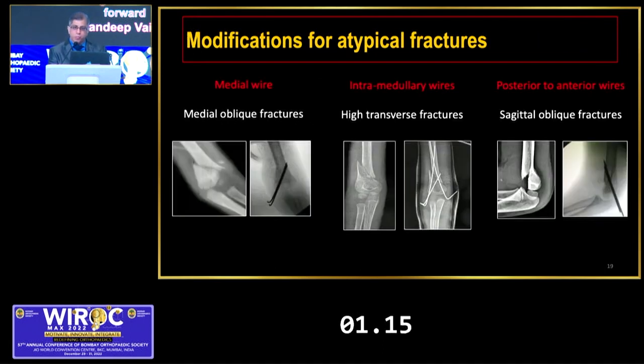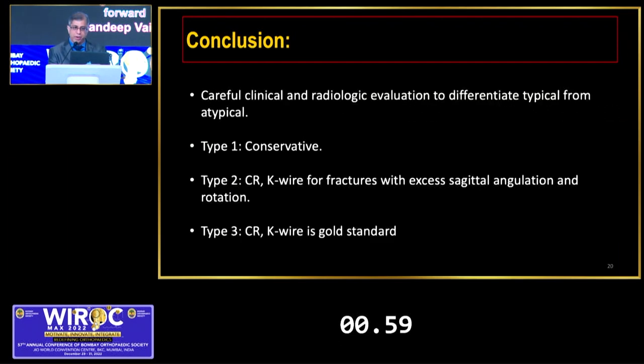However, you may need to modify your pin configuration in case of atypical fractures. So for medial oblique fractures, you would need to insert a medial pin. For high transverse fractures, you would need to insert intramedullary wires. And for sagittal oblique fractures, your wire orientation would have to be from posterior to anterior.